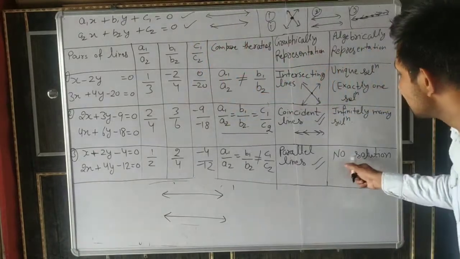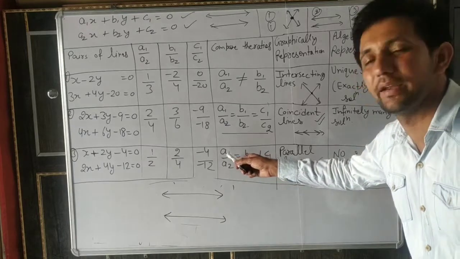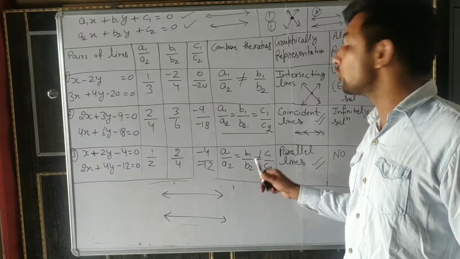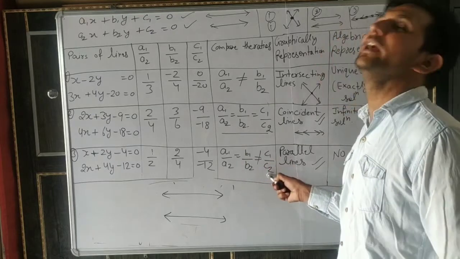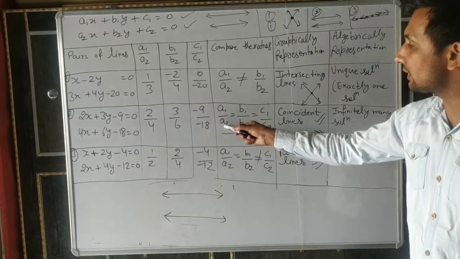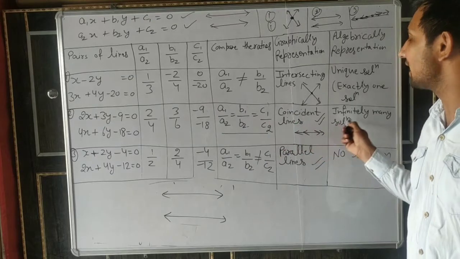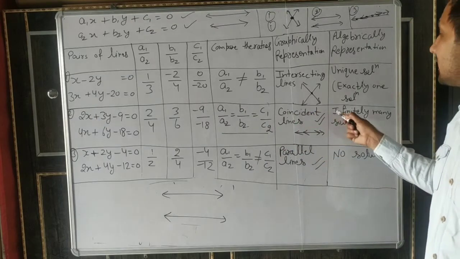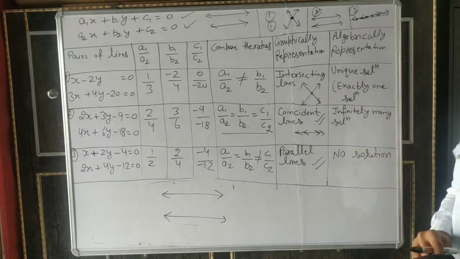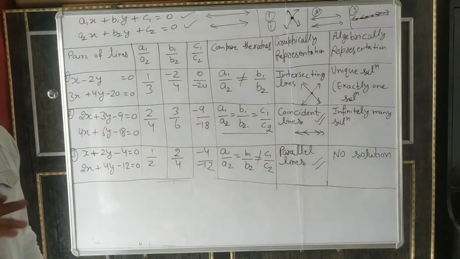And in what case are lines parallel? If A1 by A2 equal to B1 by B2, not equal to C1 by C2. Understand? They are parallel. And if all 3 ratios are equal, A1 by A2, B1 by B2 and C1 by C2, the lines are coincident. Coincident means infinitely many solutions. So you have to remember only 2 cases, dear.